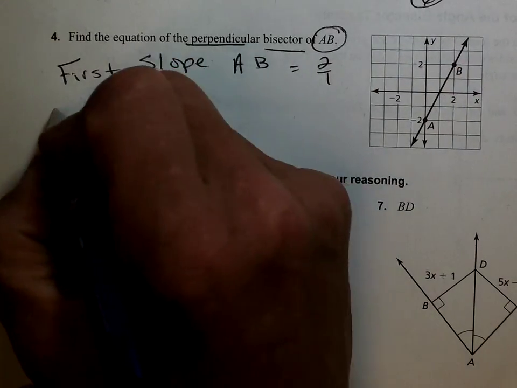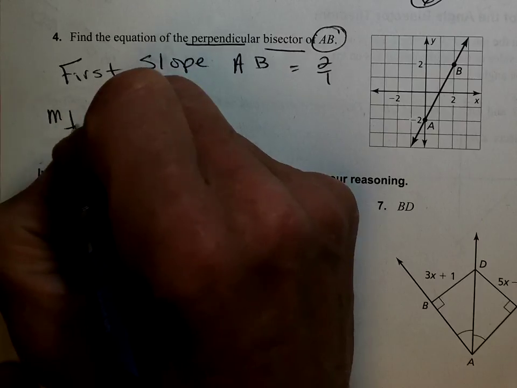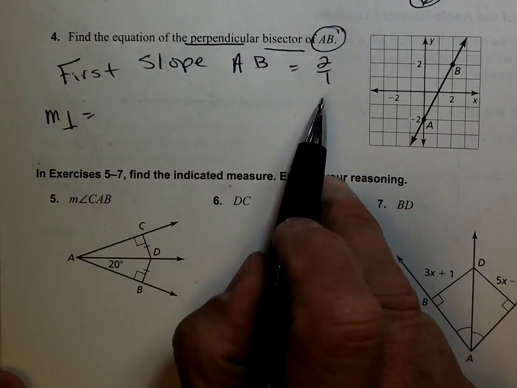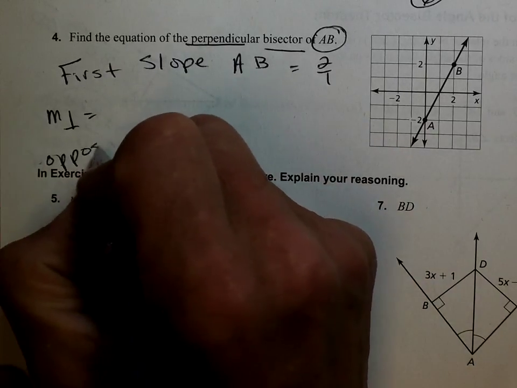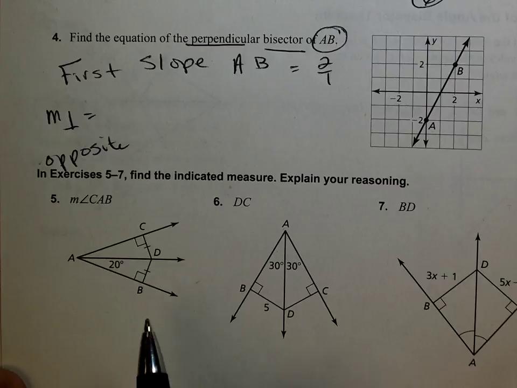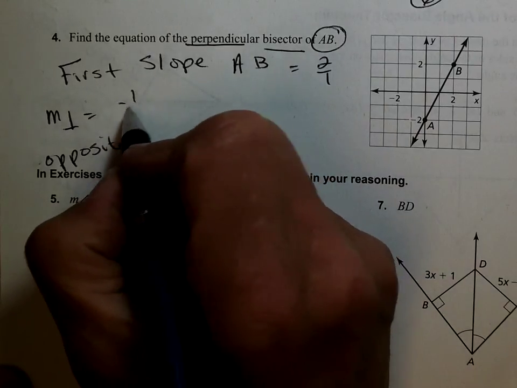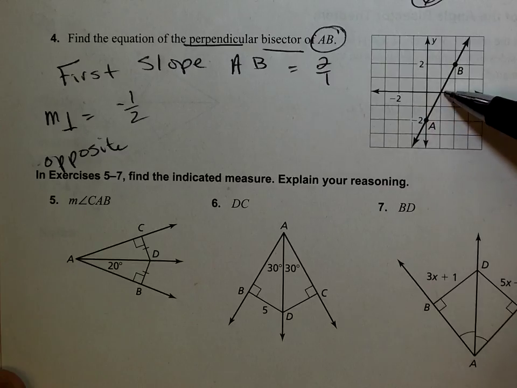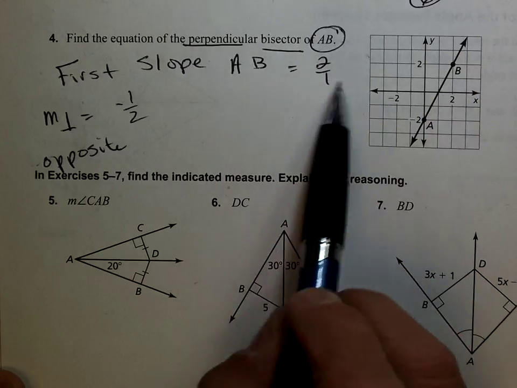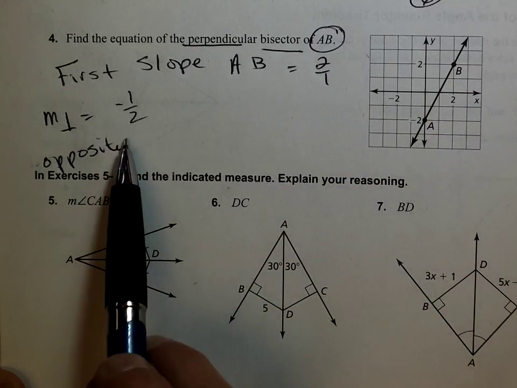So then the perpendicular slope is the opposite, negative 1 over 2. The perpendicular slope has to be the opposite. It's called the negative reciprocal, which is negative 1 over 2. So the slope of AB is up 2 over 1, so then the opposite slope would be negative 1 over 2, okay?